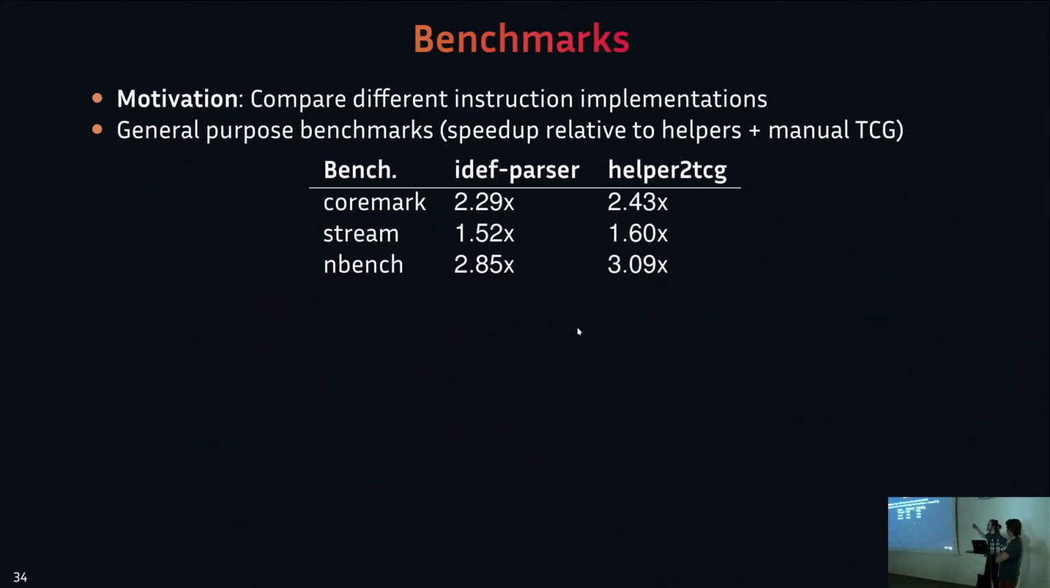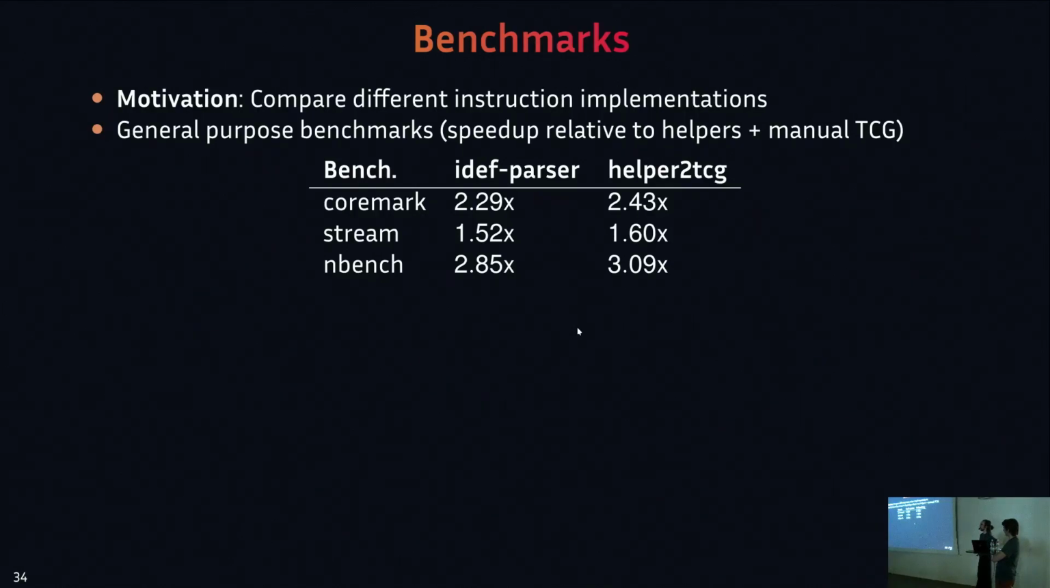Here you also have to keep in mind that these are general purpose benchmarks. They don't necessarily exercise all of the Hexagon instructions we emit, and we already have manual implementations for a lot of the loads and stores. So the next thing we wanted to look at is, okay, can we get some sort of metric on the quality of the code we emit?